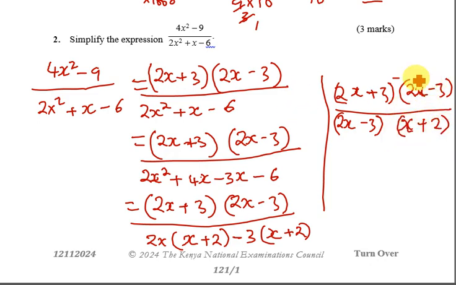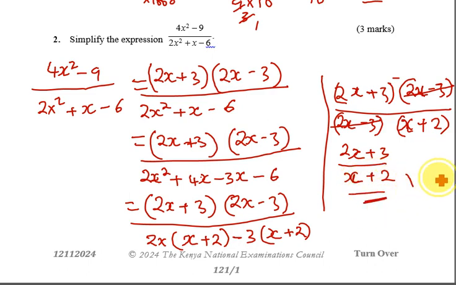So if you look at our numerator and denominator, there is something that is common. So 2x minus 3 is common, so we cancel them out. We are going to remain with 2x plus 3 divided by x plus 2. And this is the final answer for this question.